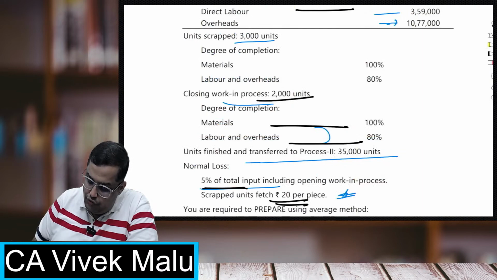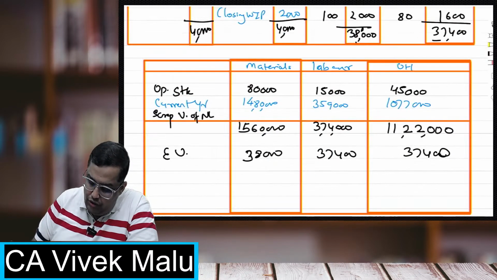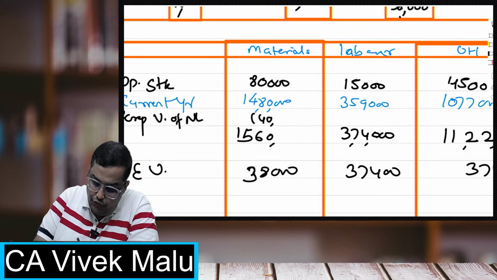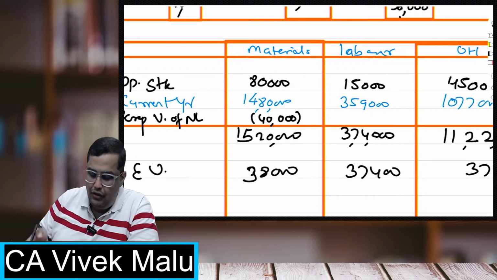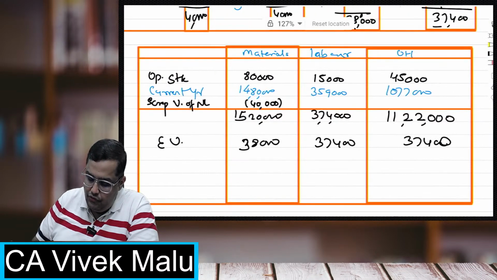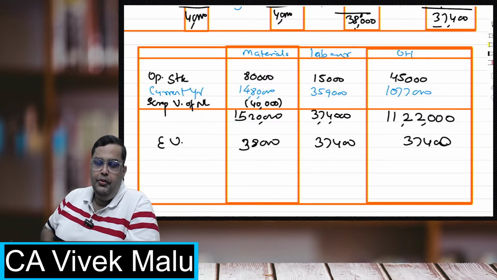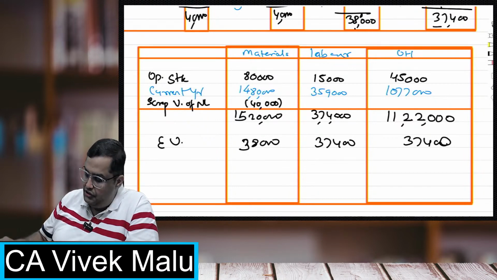So 2000 units is actually fetching you 20 rupees per piece. So 2000 into 20, that will be 40,000 negative, right? So scrap value I must reduce always. Okay, remember that scrap value I must reduce. Actually, by mistake, I was doing all that, and that was giving problems. So I forgot that. Scrap value of normal loss always you have to reduce. And this scrap value you have to reduce, maybe FIFO method, maybe weighted average method. That does not change.